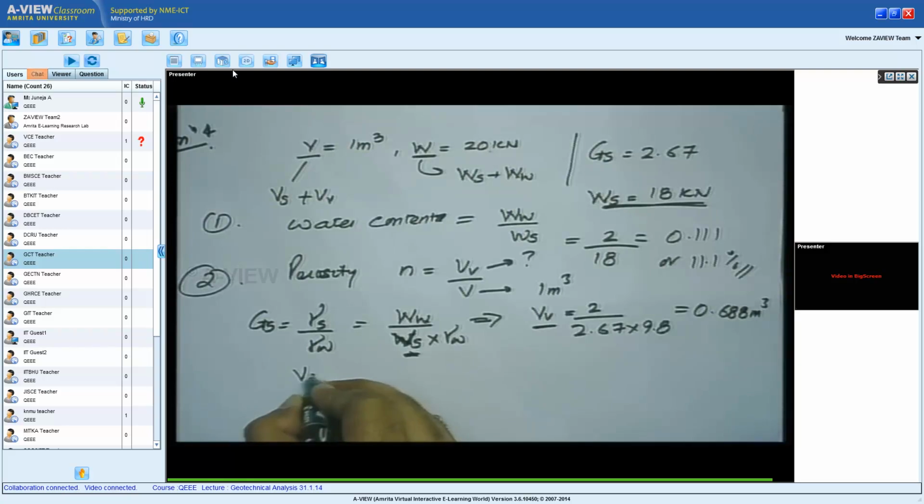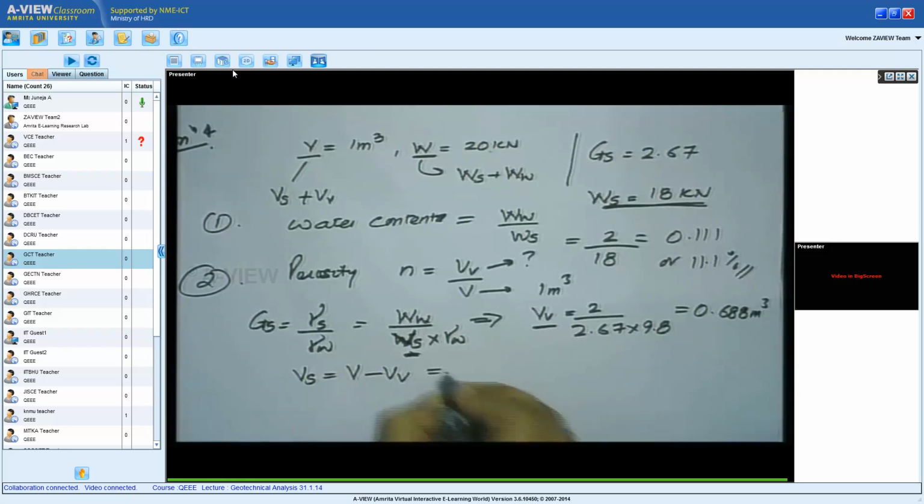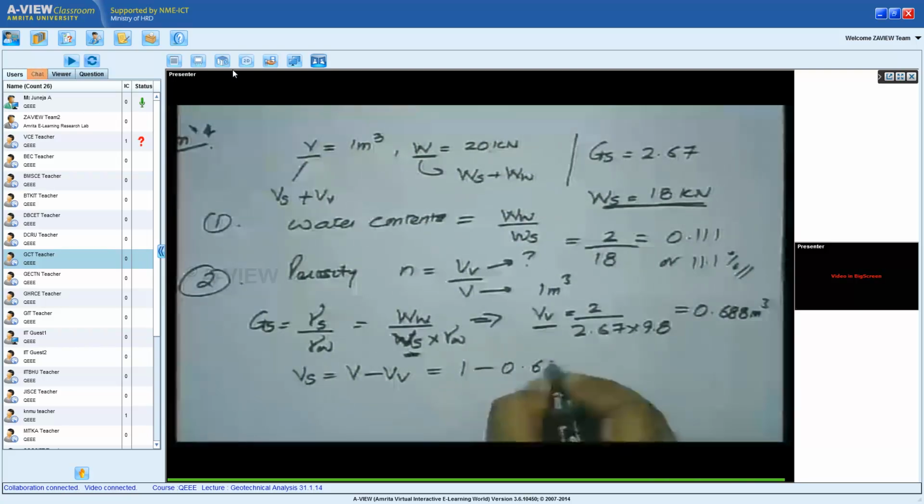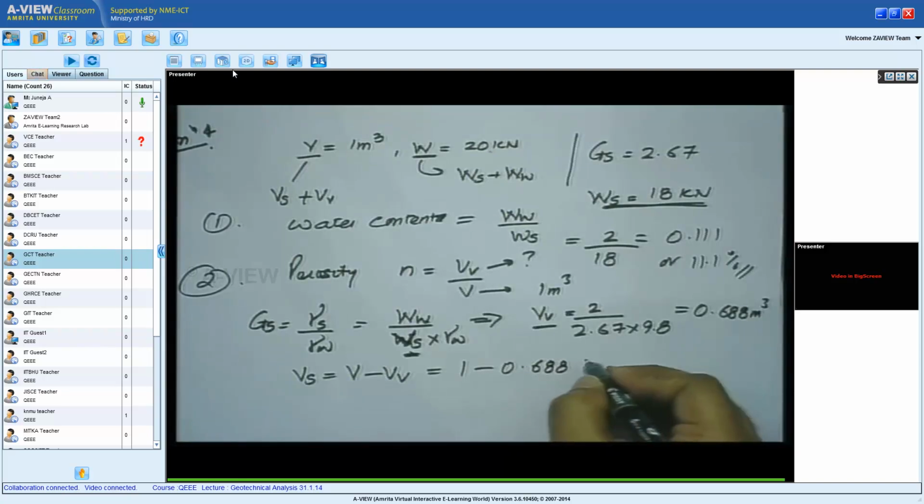The volume of solids is derived. So can I say volume of voids equals total volume minus volume of solids? That gives me a value of 1 minus 0.688, or a value of 0.312 meter cube.